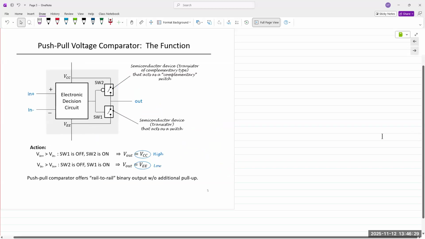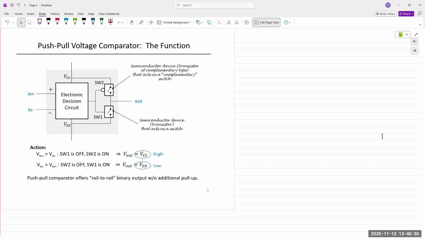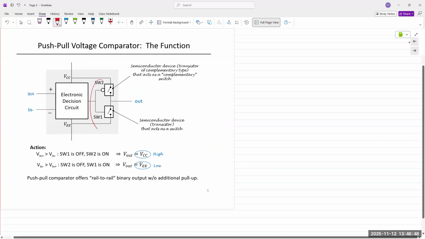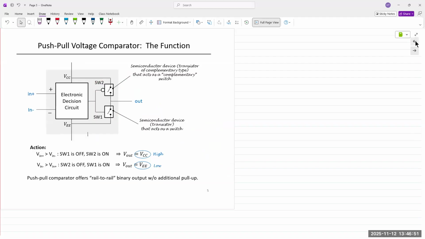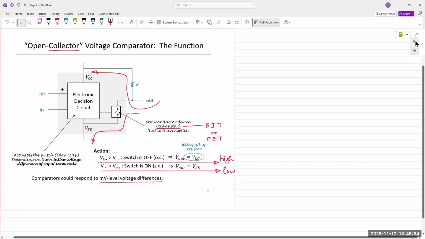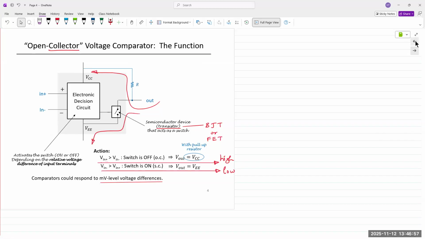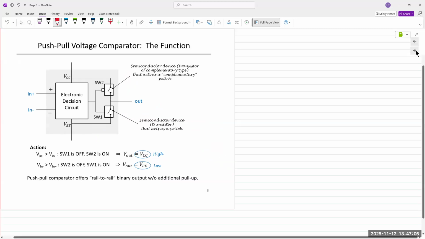All right, then there is a push-pull voltage comparator. Take a few seconds, let it sink in. What difference do you see from this one to the previous one? I'll bring it up again. Here you have two switches, and here you have a resistor. So what is the difference between the two? It's something that I just spoke about at the top of the talk.